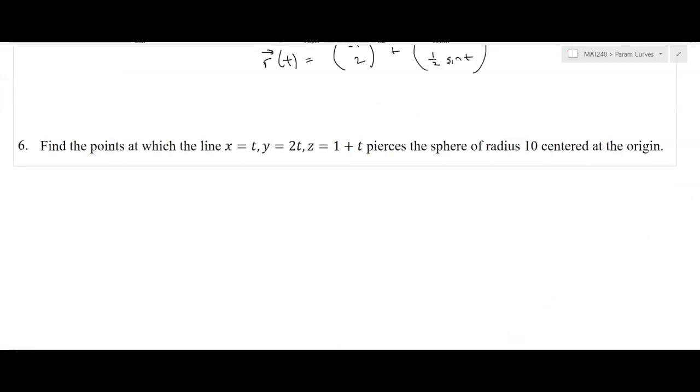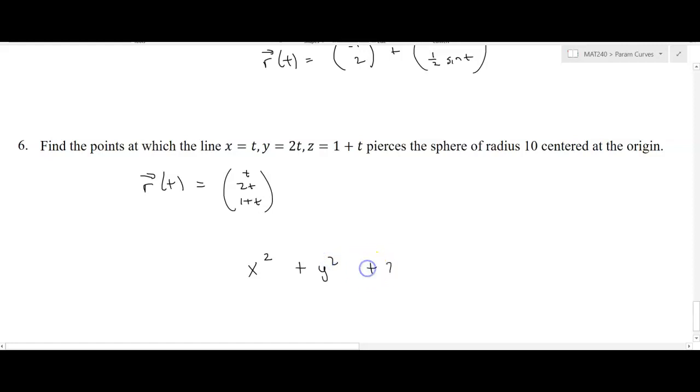Now, of course, for us, we want to find this point mathematically. So like 2 examples ago, we'll do a similar process. We're going to ask, when does this vector, which is r of t, which is t, 2t, 1 plus t, break the sphere? So that sphere has the equation x squared plus y squared plus z squared equals 100.